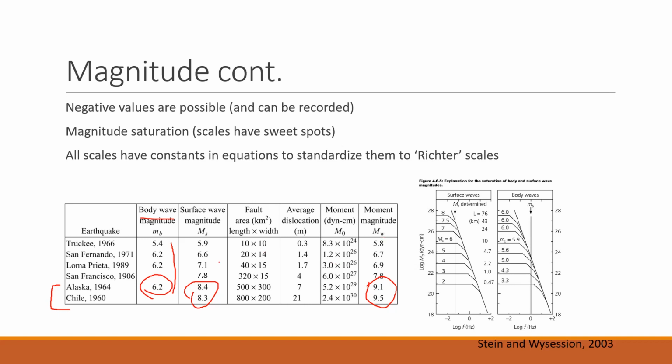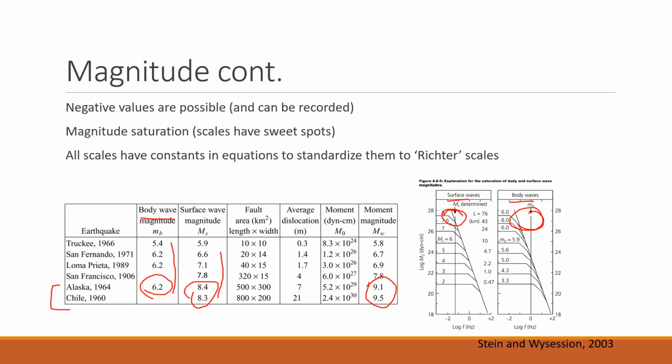The surface wave scale goes up a little bit higher. It can at least get into the 8s, but still it's going to max out in those 8s. And that's what I'm showing here, that the surface wave scale kind of maxes out here in the low 8s. The body wave scale maxes out here in the low 6s. So you're not getting an accurate representation of the size of these very, very large earthquakes.